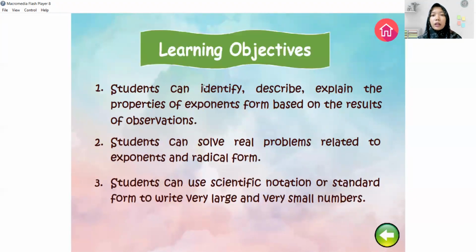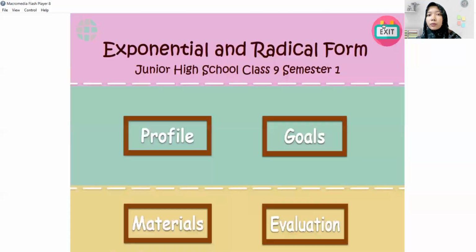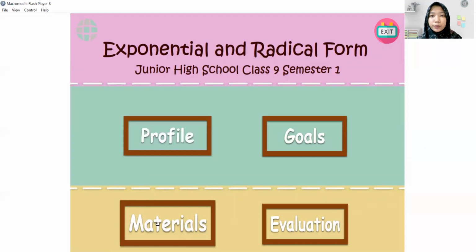Then, learning objectives. First, students can identify, describe, explain the properties of exponents form based on the results of observations. Second, students can solve real problems related to exponents and radical form. And the last, students can use scientific notation or standard form to write very large and very small numbers. Then student can click home button and we'll go back to main menu.